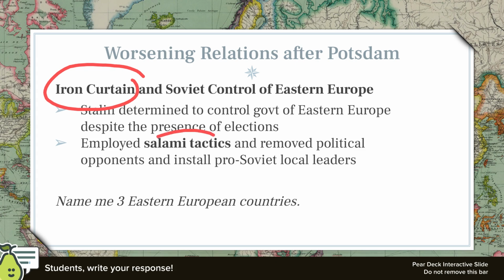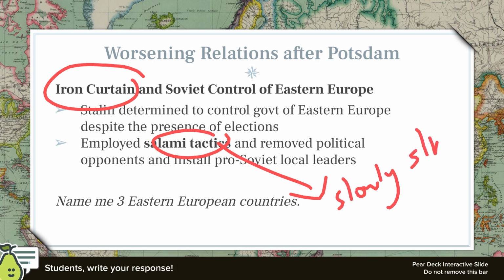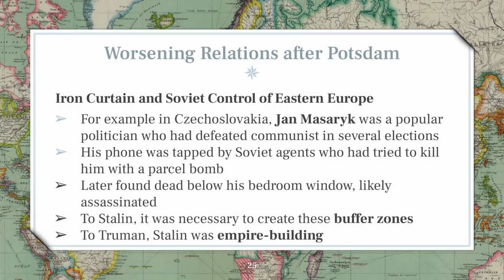Salami tactics means slowly slicing away the independence of the Eastern European countries and then installing their own people. An example would be Jan Masaryk, a popular politician who had defeated communists in several smaller elections. He knew his phone was being tapped by Soviet agents, and they had tried to kill him with a parcel bomb. He was later found dead below his bedroom window, likely assassinated.